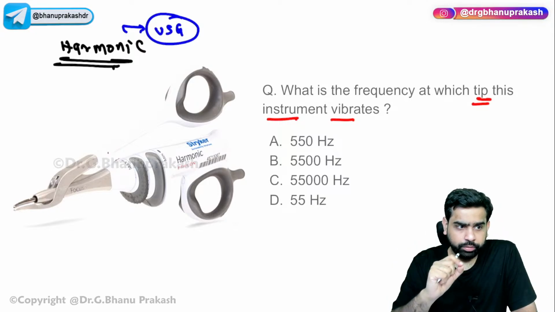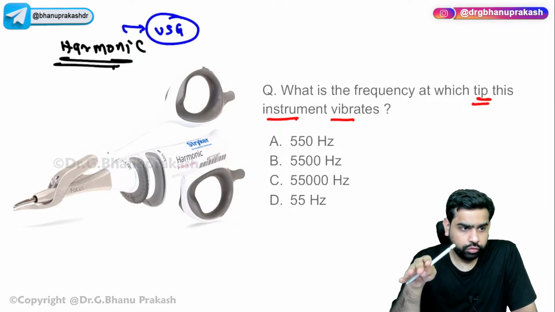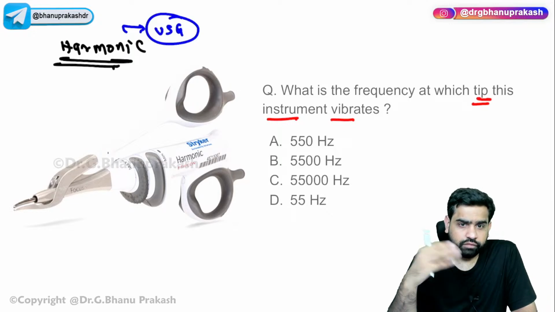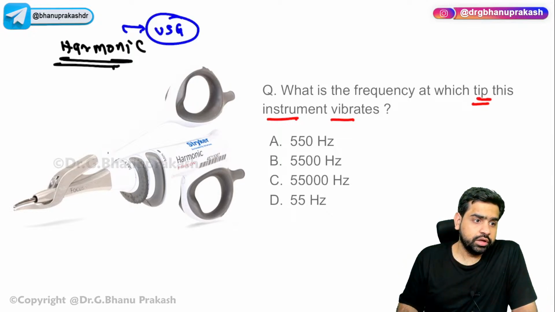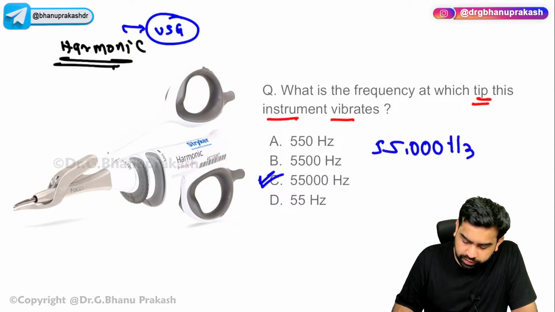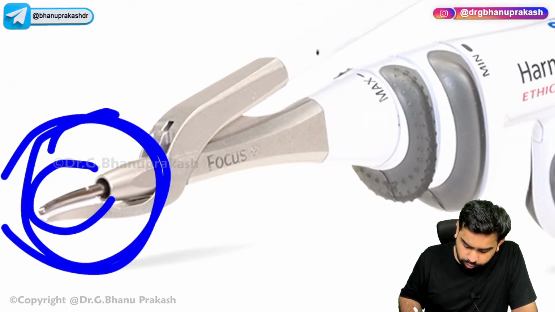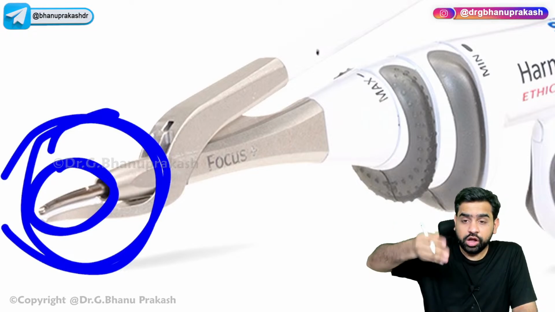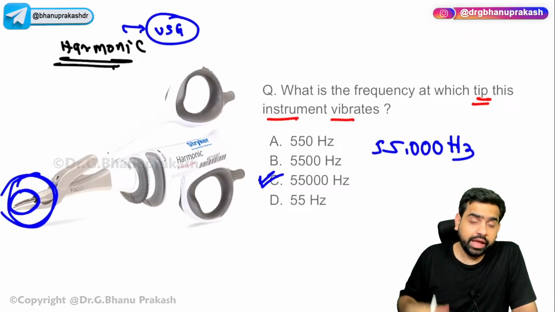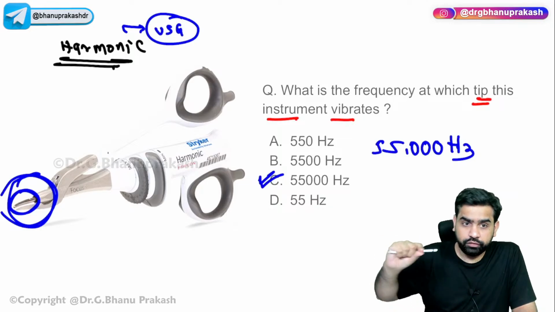I'll come back to a couple of the questions which you have. So what is the answer over here, guys? Let's go to this question. What is the answer? 550 hertz? No, it is 55,000 hertz, so 55k. At 55,000 hertz, this small tip of the instrument vibrates, and this is how it is able to cut through the tissue and at the same time attain hemostasis.